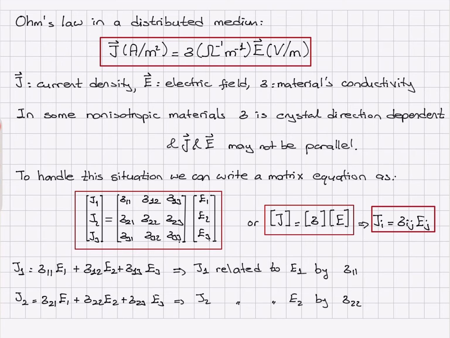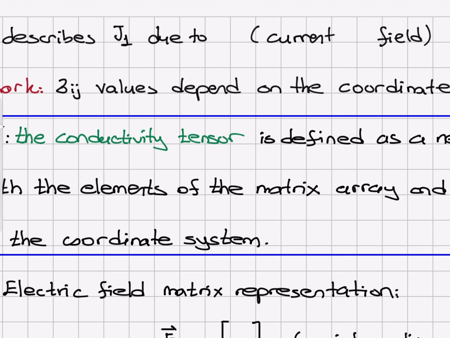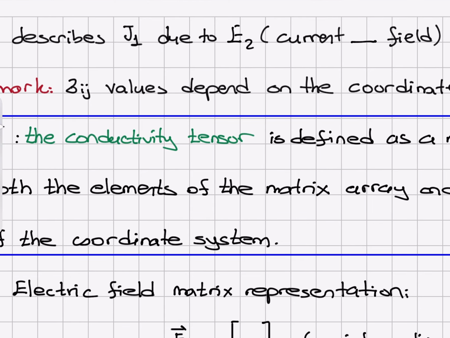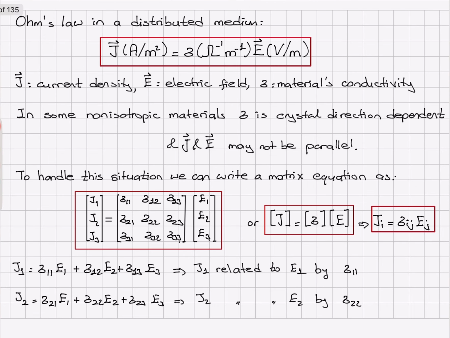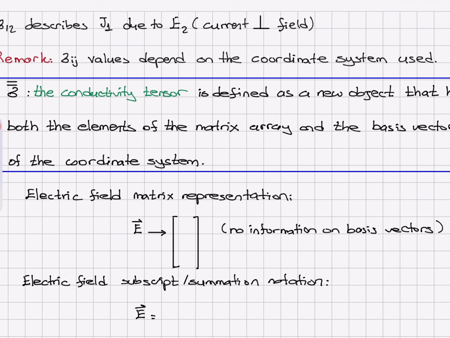For example, we can say sigma 1 2 describes the current J1 due to E2, and E2 is perpendicular to E1. Therefore, we would have the situation that we have described: sigma 1 2 is J1 due to E2, which is the current component that is perpendicular to the applied field. All right, so there is one complication here. The values that we have to put here depend on which coordinate system we work in. Sigma ij values depend on the coordinate system used.